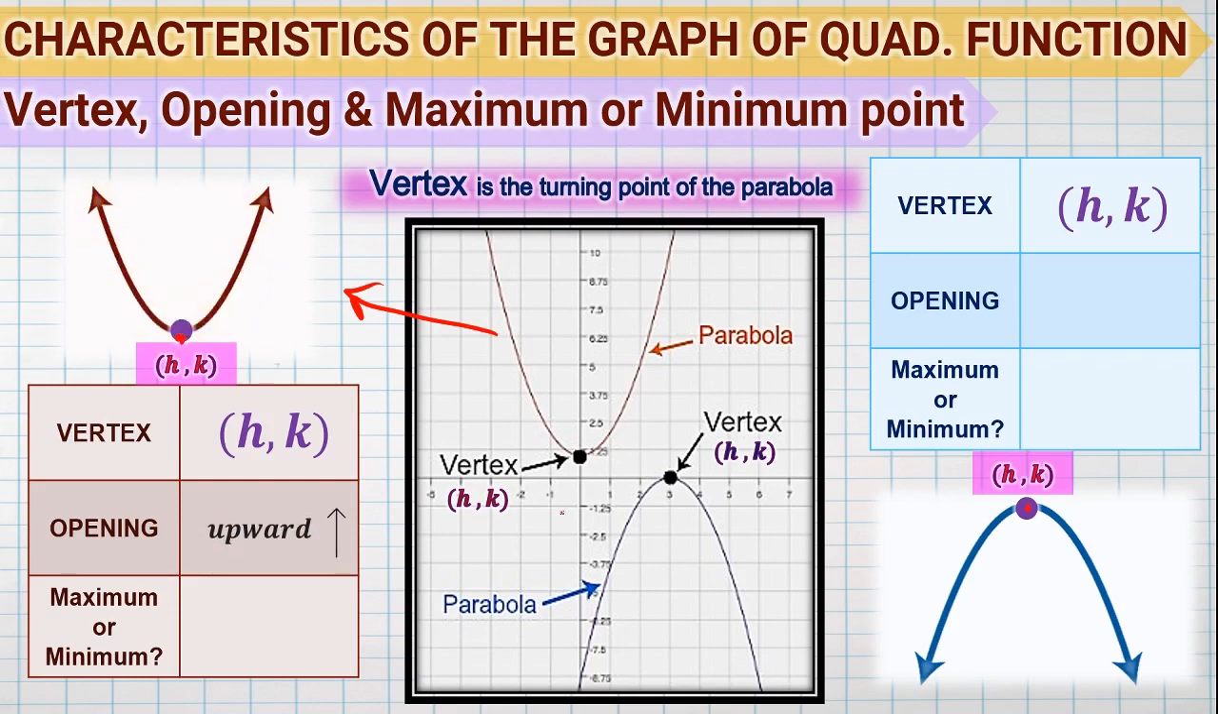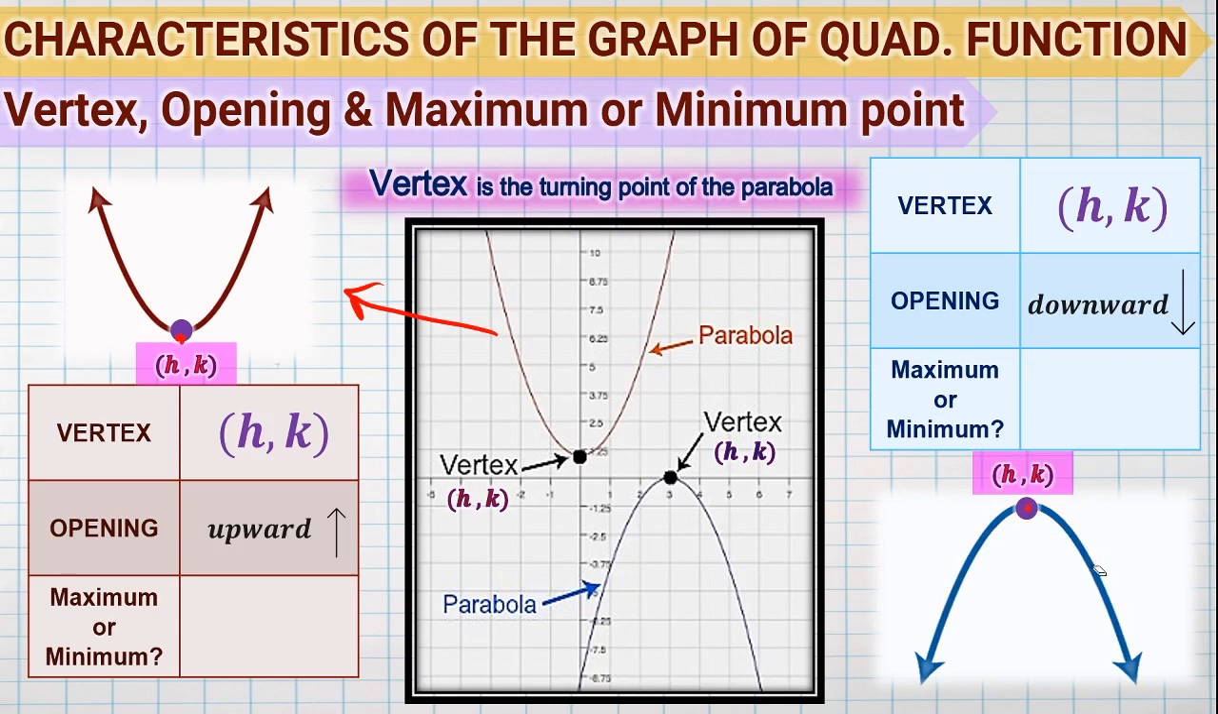Our parabola opens upward kapag letter U yung itsura niya. And our parabola opens downward kapag naman pababa or inverted letter U yung itsura niya. Parang ito. Yan, so inverted letter U yan.